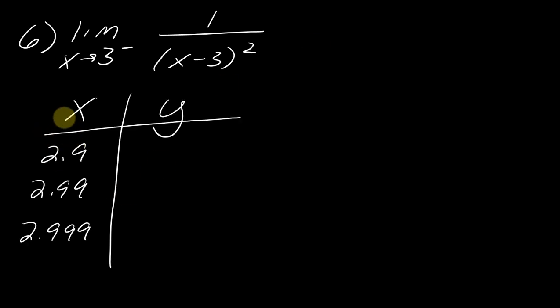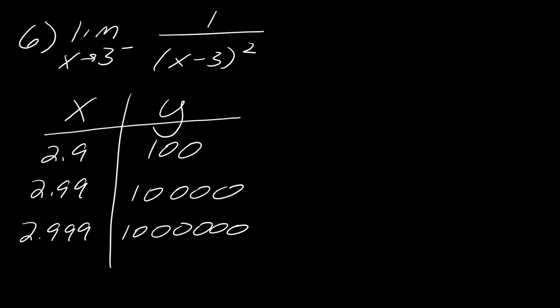So I've created a table and I've chosen 3 values that are getting closer and closer to 3 on the left side of 3. If I plug those in, these are the y values that I get. I can see just by looking at this that these are getting closer and closer to infinity, or they're getting larger and larger. Now also there are other ways that you can analyze this.